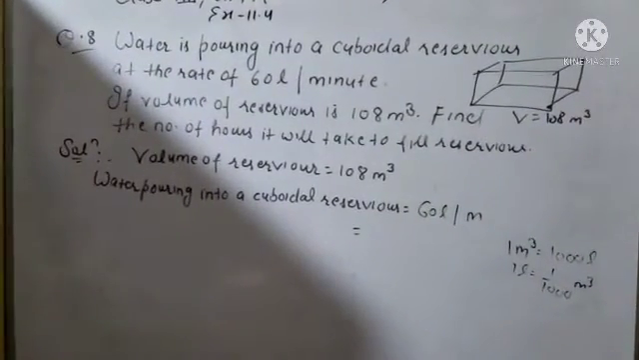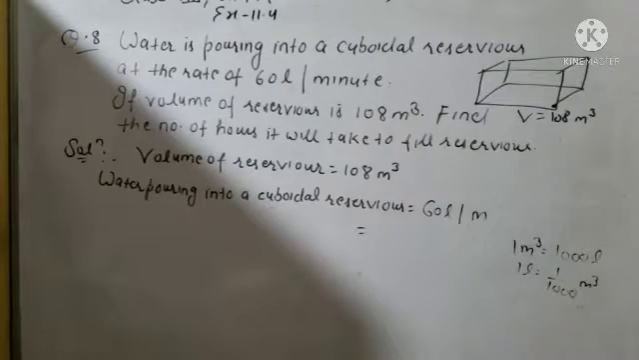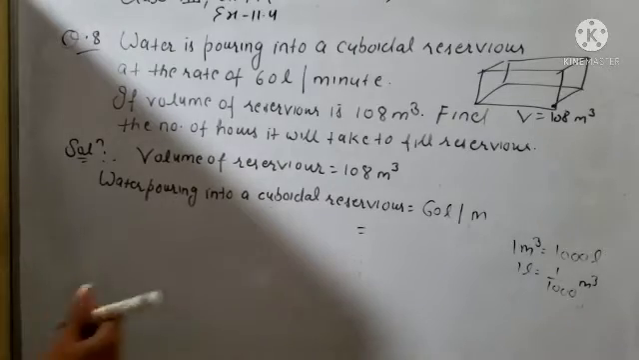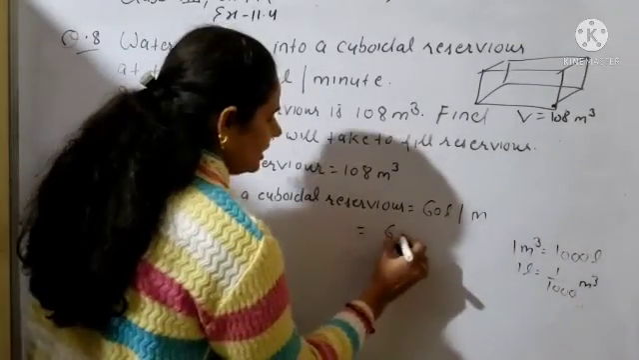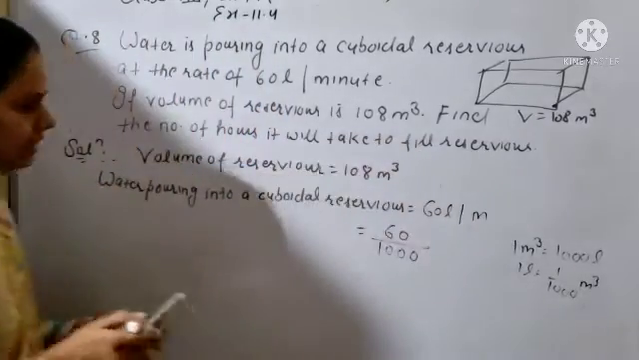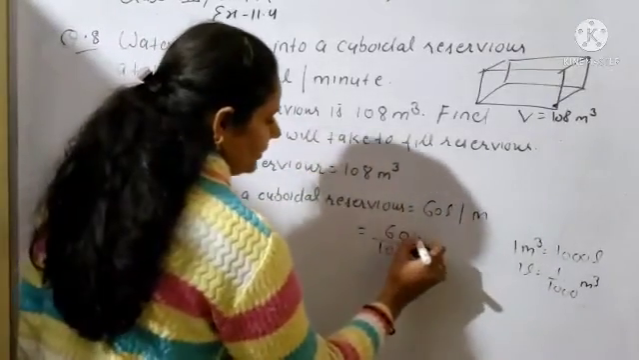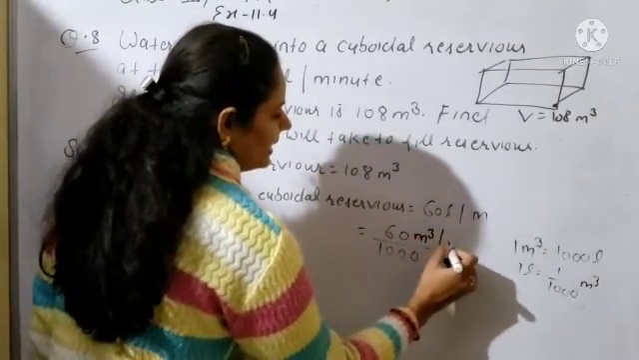Yes, wait a minute. It is given 1 meter cube is equal to 1000 liter, you know. So 1 liter will be 1 upon 1000 meter cube. So it will be 60 upon 1000. Okay, 60 upon 1000. This is how you have changed this in meter cube, and this is per minute.